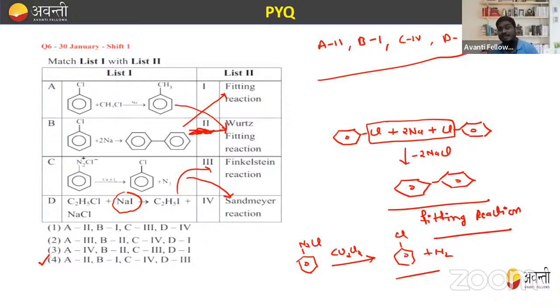So this is a very simple question. If you know the name reactions, then you can do this question within 5 to 10 seconds only. These are very important and very easy types of questions as well. Shall we move to the next question?